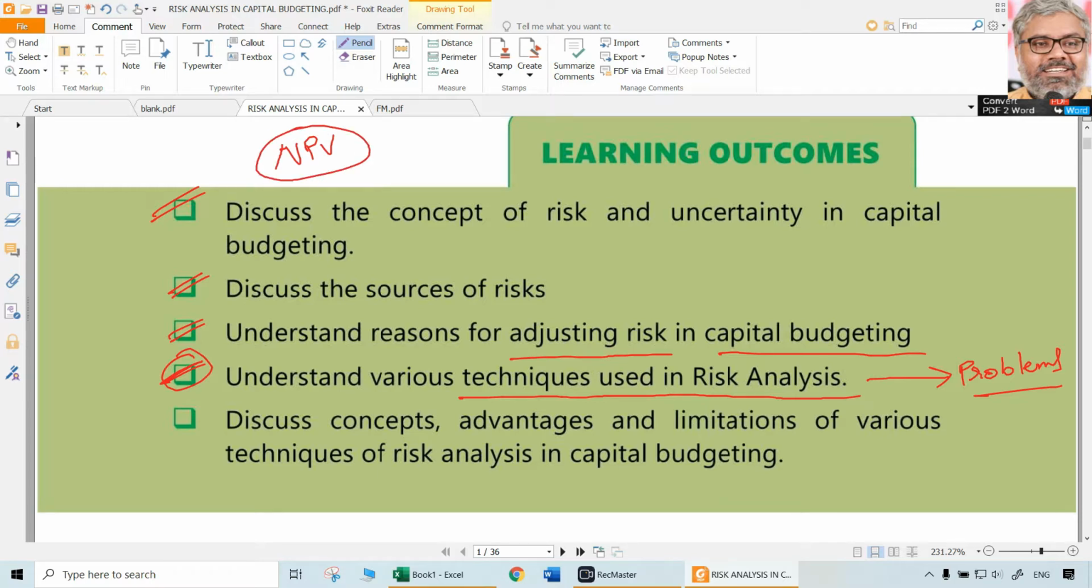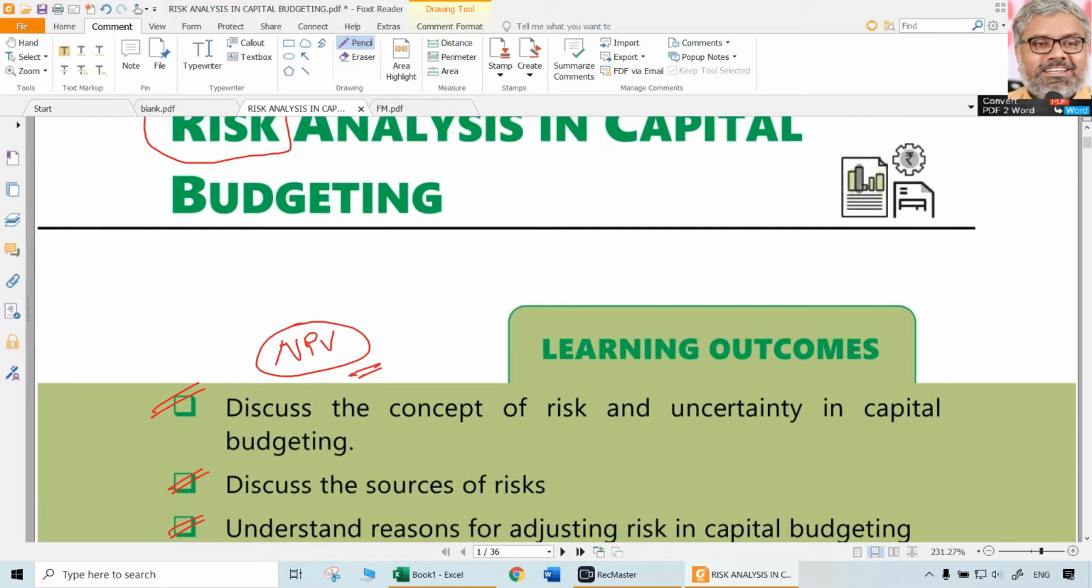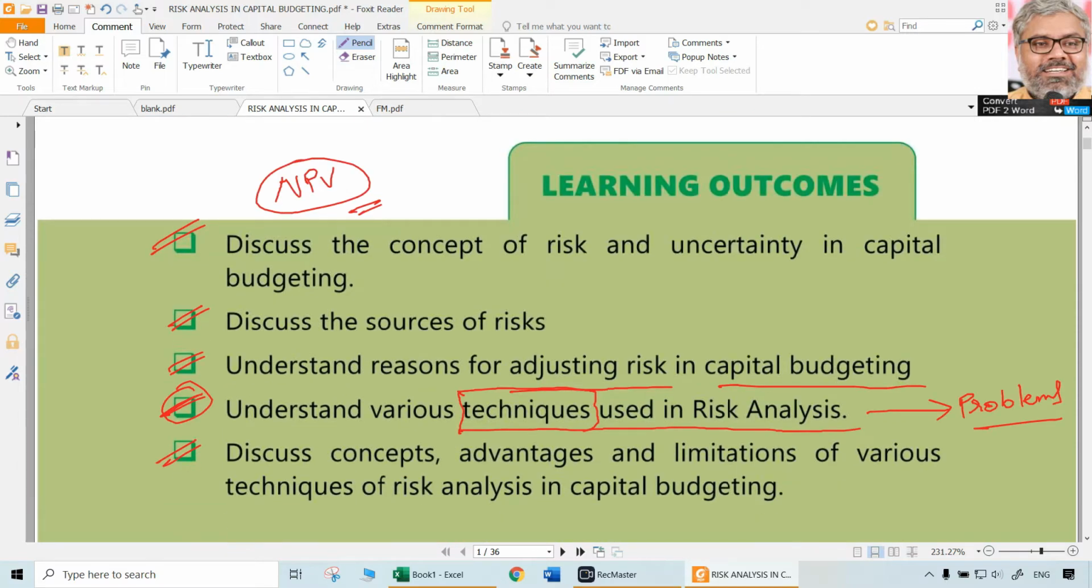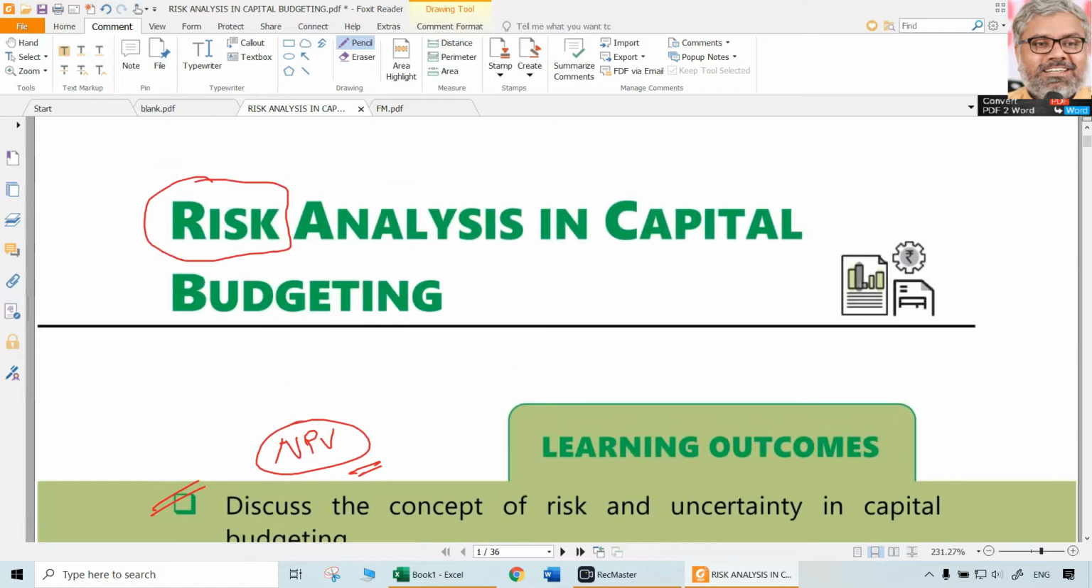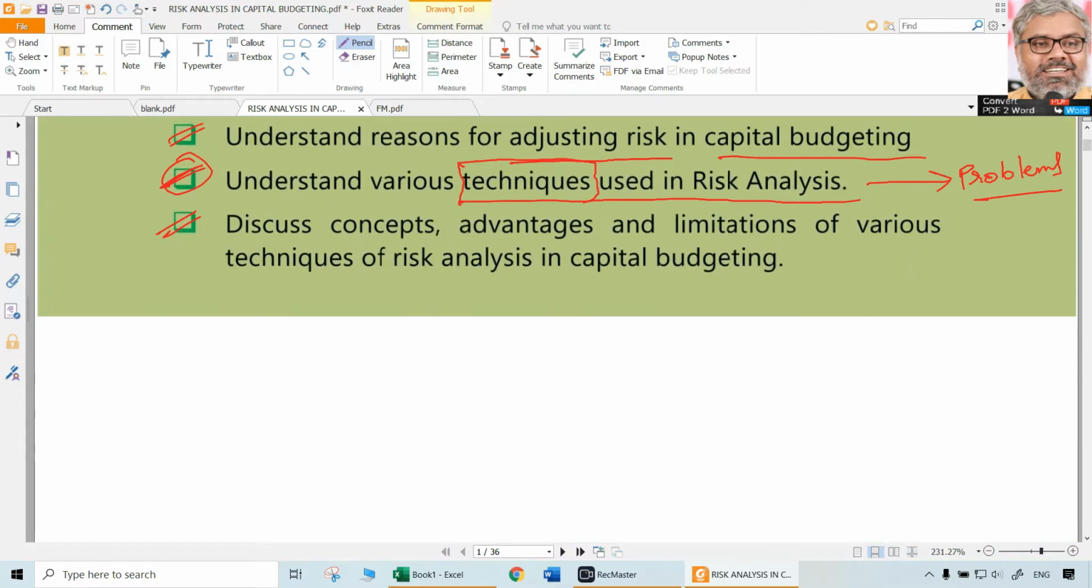But how that has to be adjusted, how NPV has to be reassessed, introducing risk into the computation, is the main point here, and for that there are various techniques which are used, which we will learn in this chapter. And again, theoretically, what are the various concepts, advantages, and limitations of all these techniques in the topic of risk analysis in capital budgeting. That is the objective or learning outcomes of this particular chapter, risk analysis in capital budgeting.